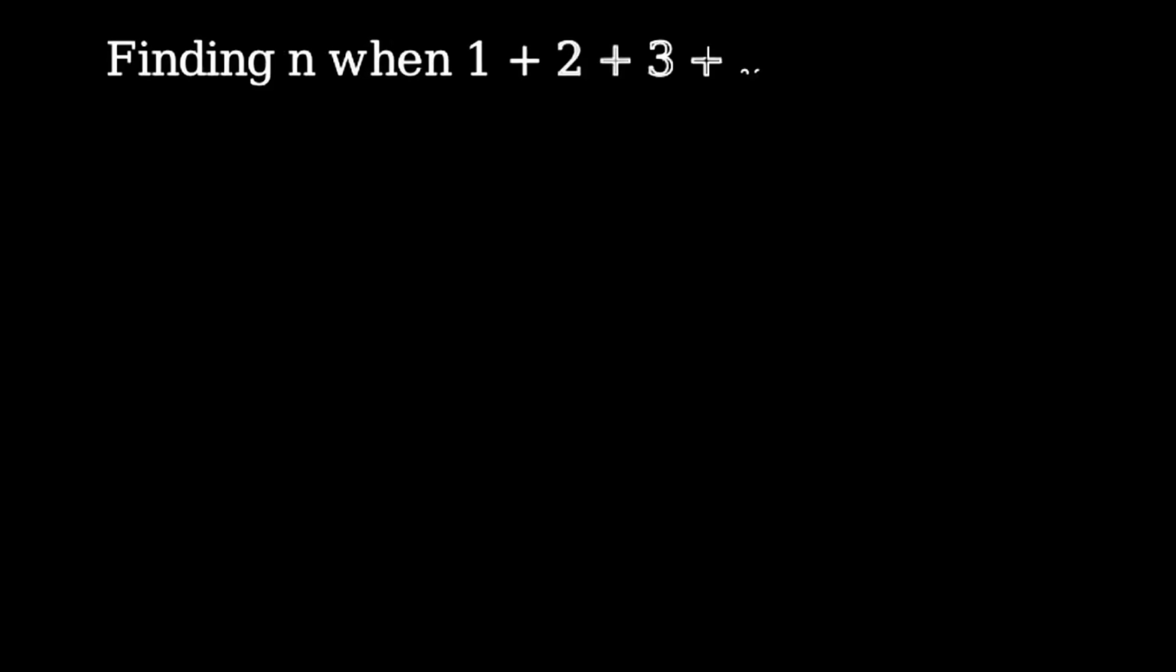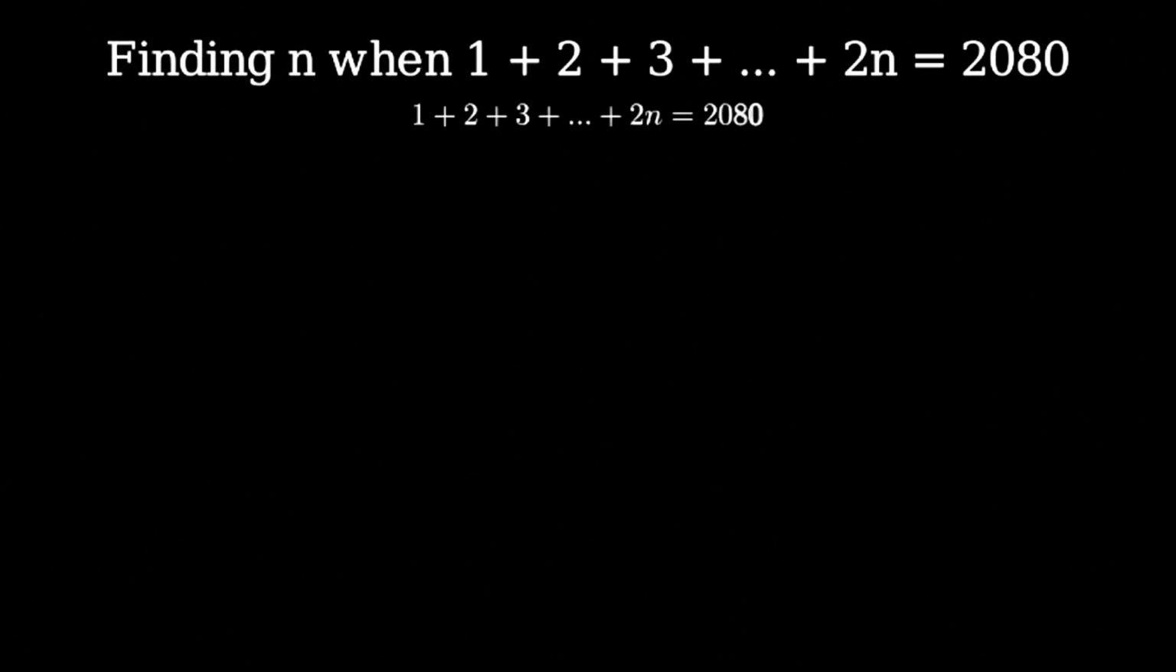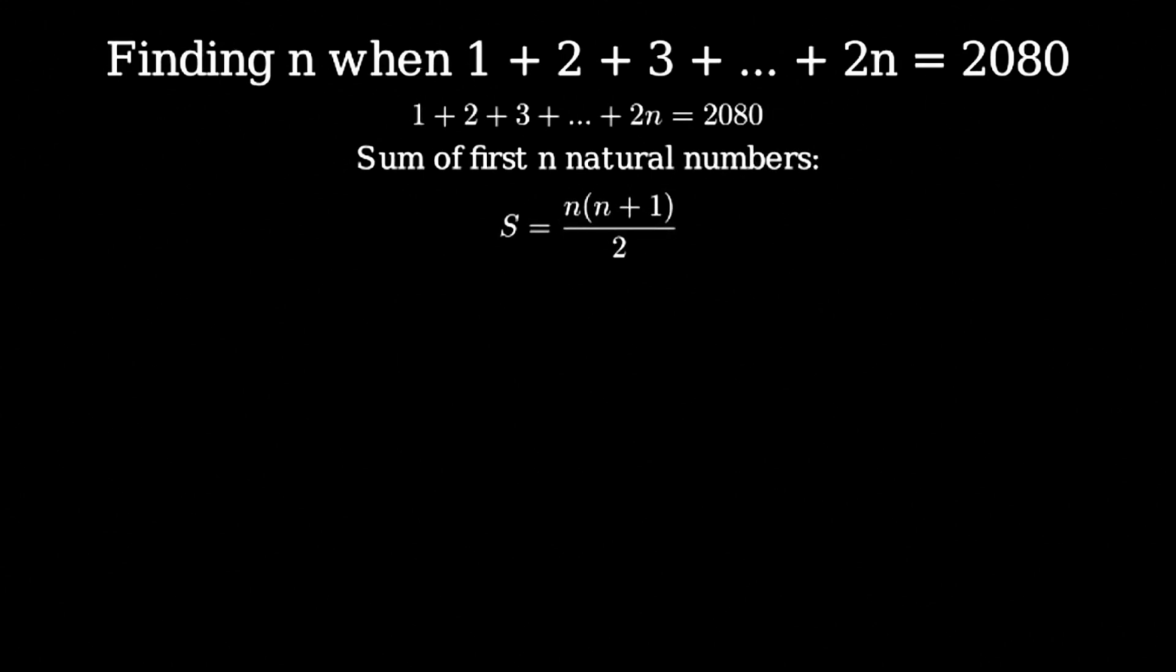Let's solve a problem involving the sum of consecutive numbers. We want to find n when the sum of the first 2n natural numbers equals 2080. First, let's recall the formula for the sum of the first n natural numbers. The sum equals n times (n plus 1) divided by 2.